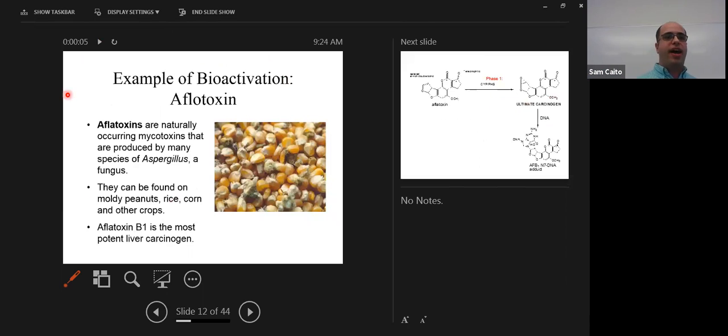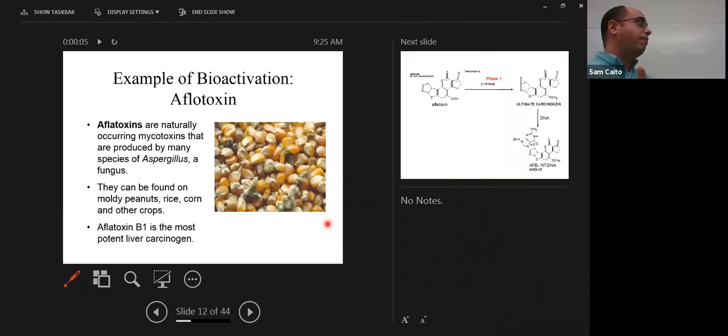So an example of bioactivation is a compound called aflatoxin. These are naturally occurring mycotoxins that are produced by many species of Aspergillus fungus. They're found usually on moldy peanuts, rice, corn, and other crops. So this is basically what it looks like. When you see this blackish green corn, most people wouldn't eat this. However, if you're doing large processing of corn, you don't have time to check every single kernel. They're going through a large conveyor belt inside of a factory. Easily, if there's this moldy corn, it can get into the process.